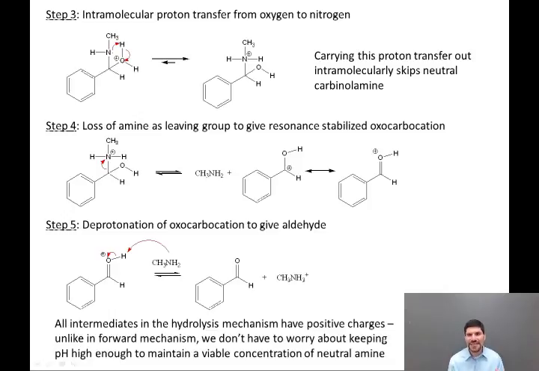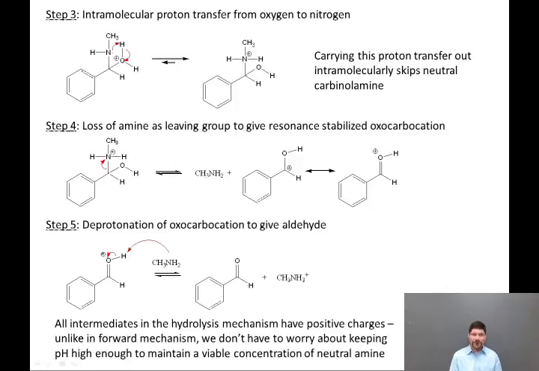All intermediates in this hydrolysis mechanism have positive charges, and unlike in the forward mechanism, we don't have to worry about keeping the pH high enough to maintain a viable concentration of neutral amine. In fact, for the hydrolysis to go to completion, we don't want any neutral amine present at all, because otherwise it could start the reaction going back towards the imine. And by having it protonated in the last step, we ensure that the concentration of methylamine ends up pretty close to 0. Okay, so that ends our discussion of imines.